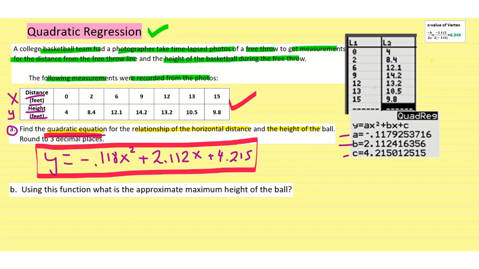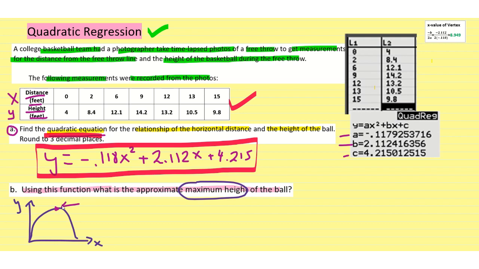Okay, so we've got a second question here. My second question says, using this function, what is the approximate maximum height of a ball? So if you remember that you're talking about a ball, if we have an x and a y coordinate, there's the y-axis, the x-axis, and we've got this parabola. It might look something like that. The maximum height is going to be the point that's at the tippy top of that parabola.